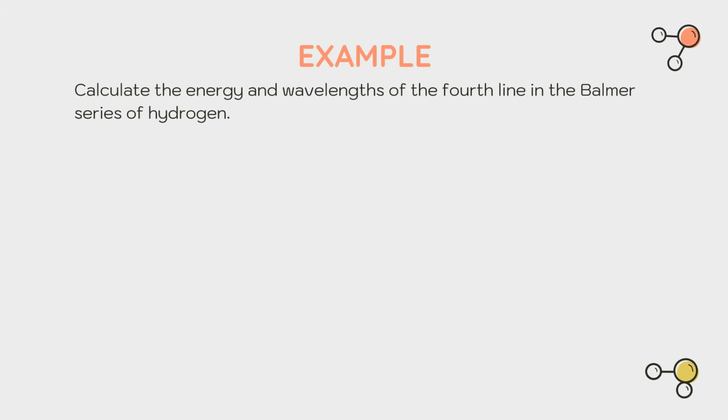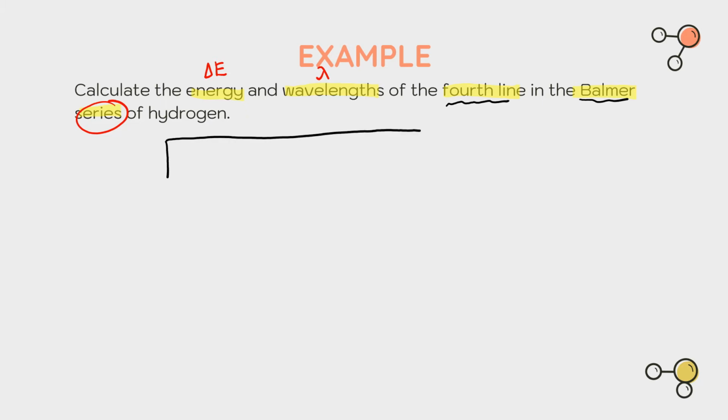In this example, you are needed to calculate the energy and wavelength of the fourth line in the Balmer series of hydrogen. So in this question, you are required to find delta E. Why delta E? Because it is a series involving two energy levels. So you are going to find the delta E and wavelength of the fourth line in the Balmer series. These are the two important pieces of information in the question. So how can you find them? The first step is that you can draw its line spectrum.